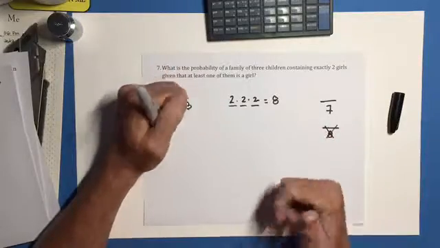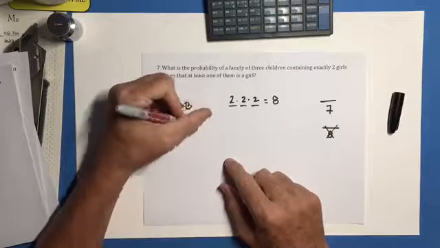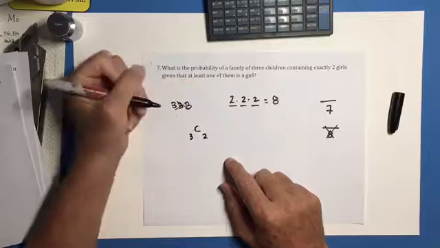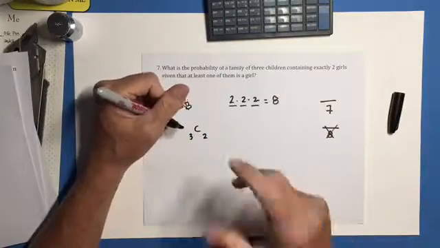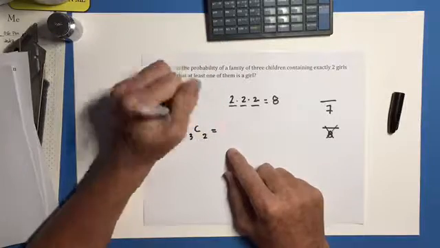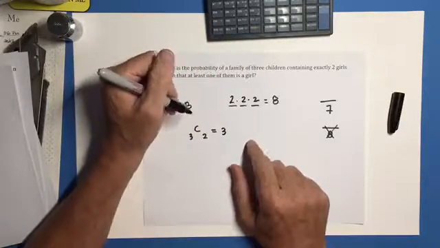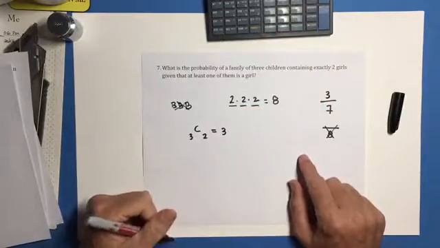This is easy if you just write it out, but we can view it as a combination. There are 3 choose 2 ways, because for 2 girls I just want to pick 2, which is 3 ways to have exactly 2 girls and 1 boy. So my answer should be 3 out of 7.